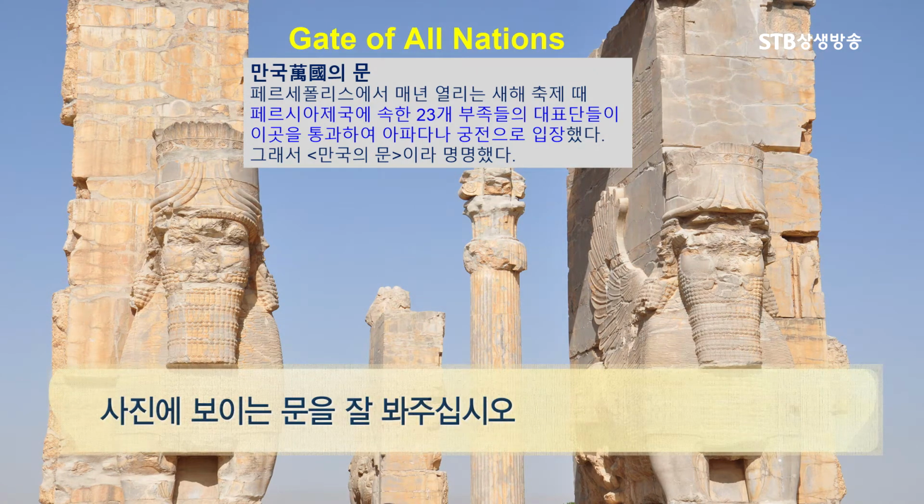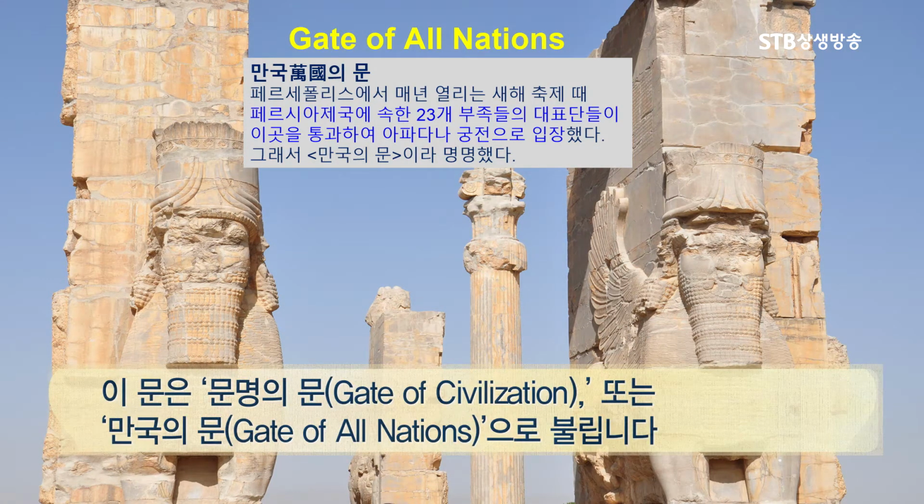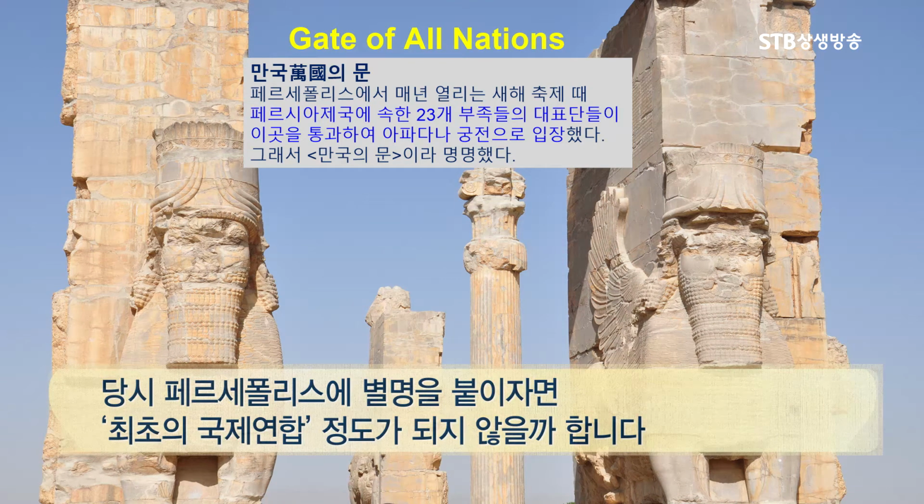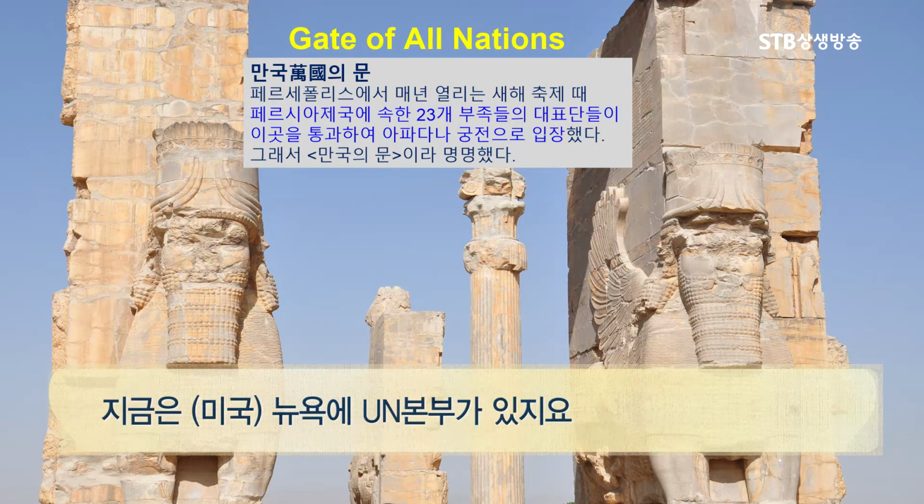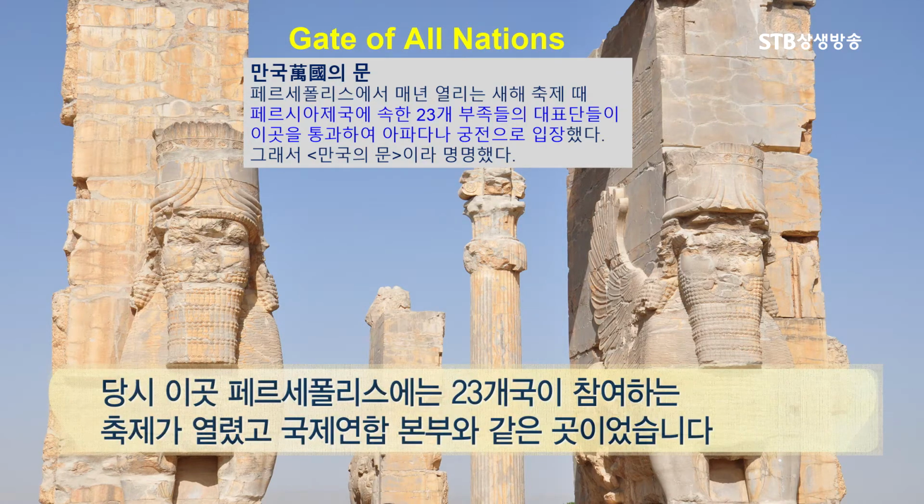Attention to the gate. This is the gate of civilization, the gate of all nations. Myself, I put the nickname of Persepolis, we could say the first United Nations, instead of the United Nations which is located in New York right now. The first United Nations was in Persepolis because 23 different nations entered to the festival which was held in Persepolis.